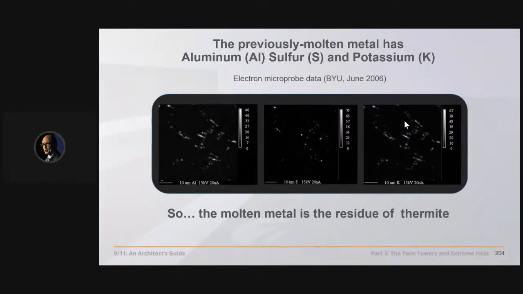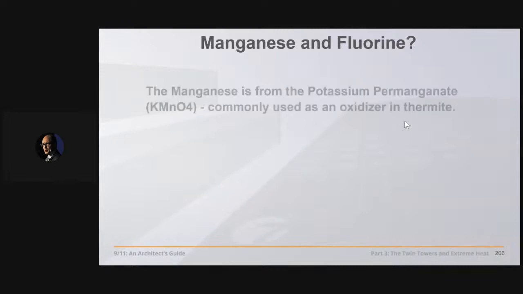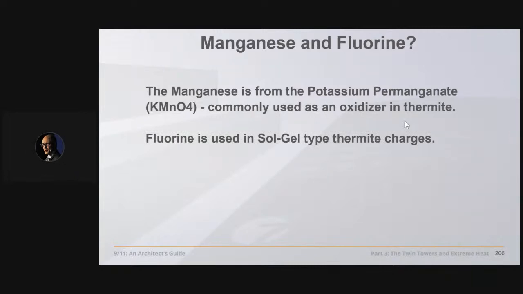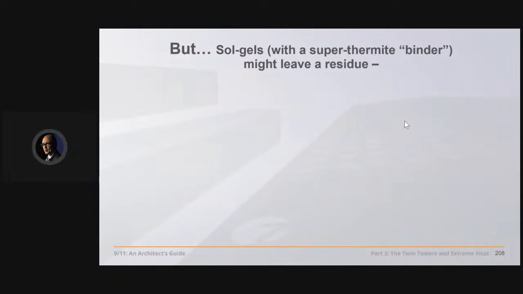So it has aluminum, sulfur, potassium. How did that get in? So he determines that this is the residue of thermite in this analysis of this one piece. It has manganese and fluorine in abundance. That's the key giveaway here. The manganese is from the potassium permanganate, commonly used as an oxidizer in thermite. Fluorine is used in sol gel type thermite charges. So these are often present in the residue and are part of a thermite fingerprint. It's very clear. But he notes sol gels, which is a very special type of super thermite.